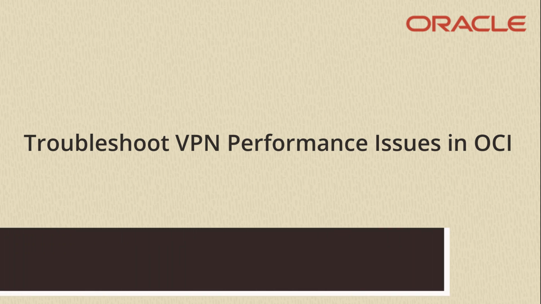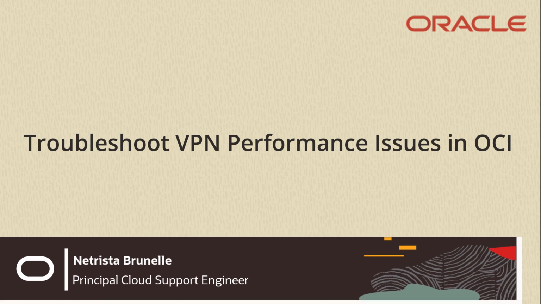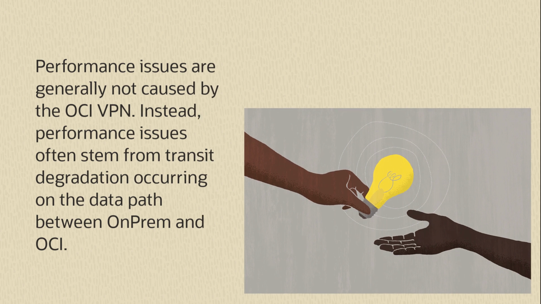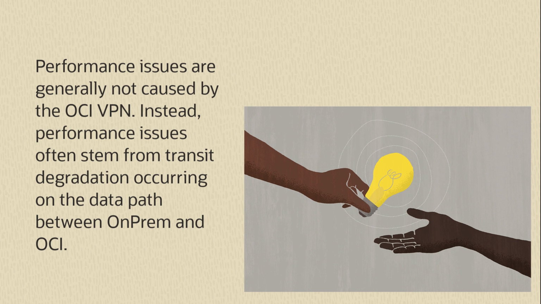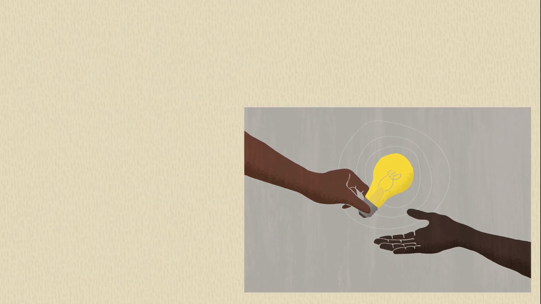Welcome to OCI. In this video, we will go through the steps to troubleshoot VPN performance issues in OCI. Performance issues are generally not caused by the OCI VPN. Instead, performance issues often stem from transit degradation occurring on the data path between on-prem and OCI.